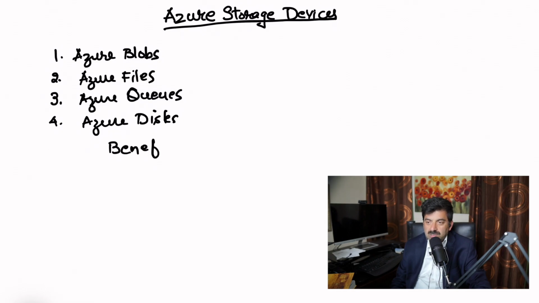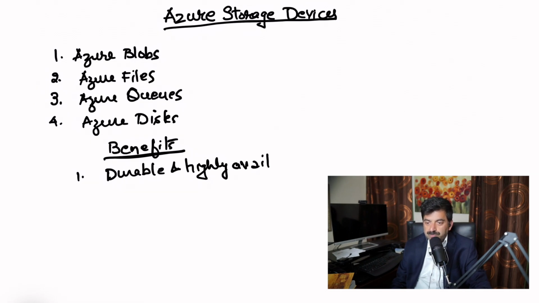The first benefit is they are durable and highly available. So that comes with cloud computing. In cloud computing, you can set up the configuration to store your data across multiple geolocations so that if some disaster happens in one location, still your data is safe in other locations and is available for processing for your business needs. Second benefit is scalable.